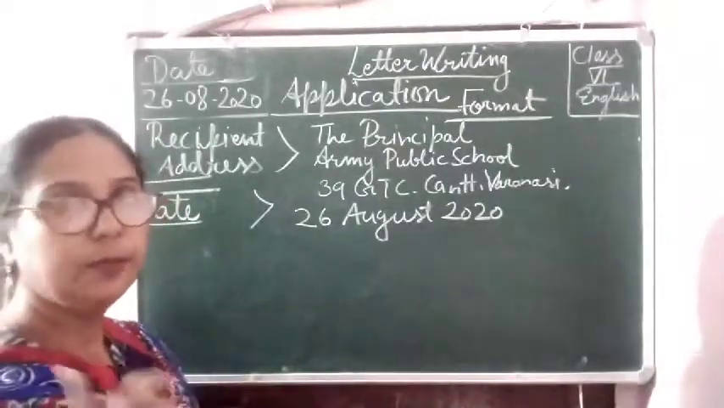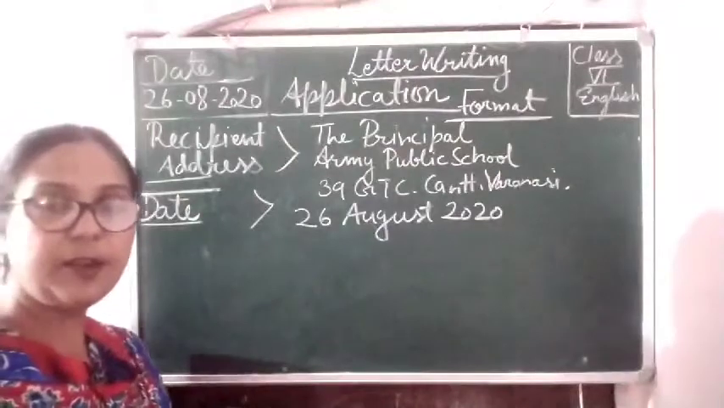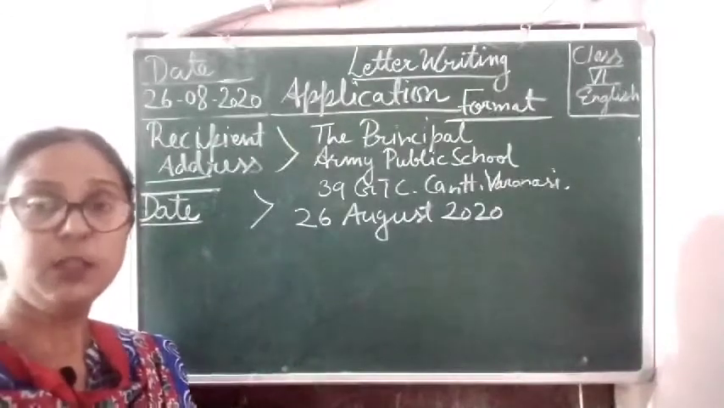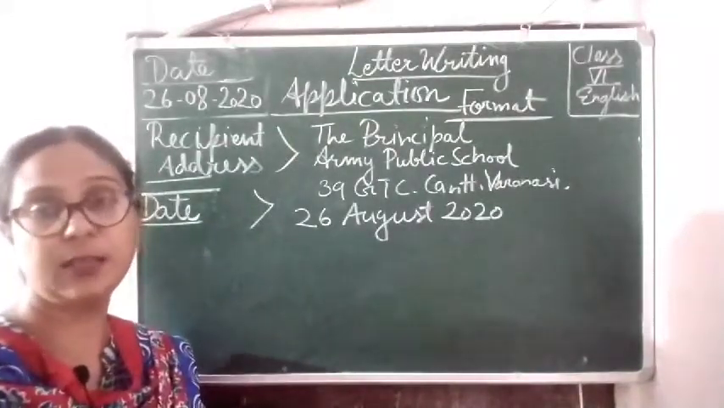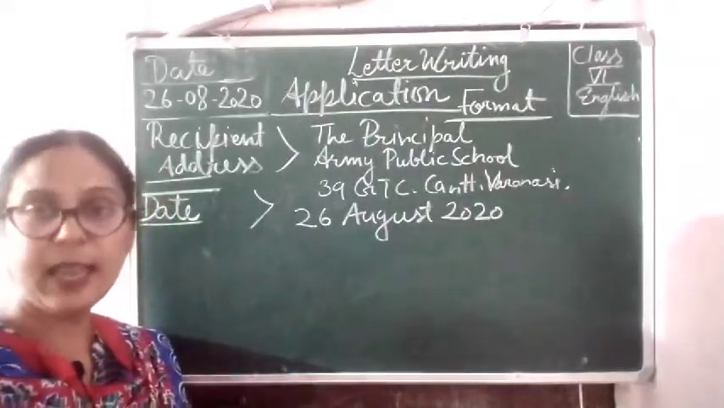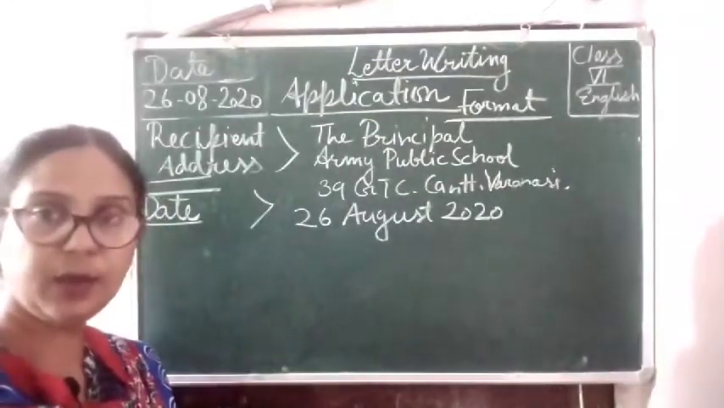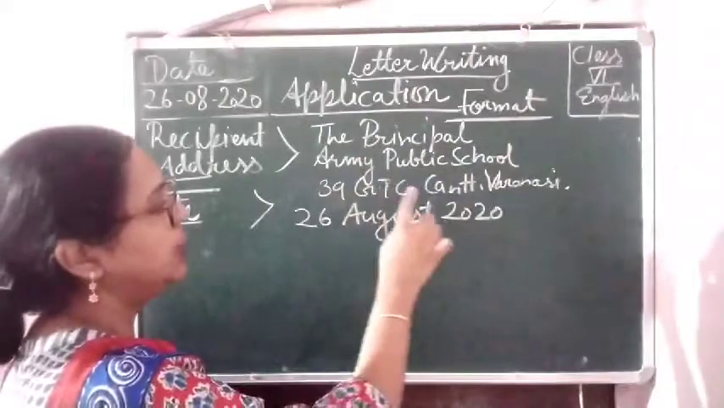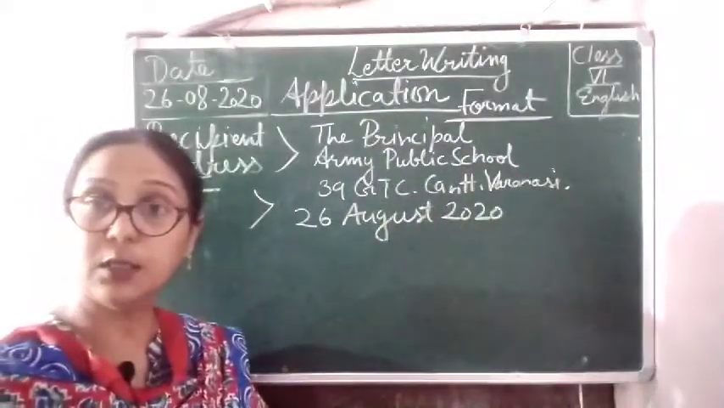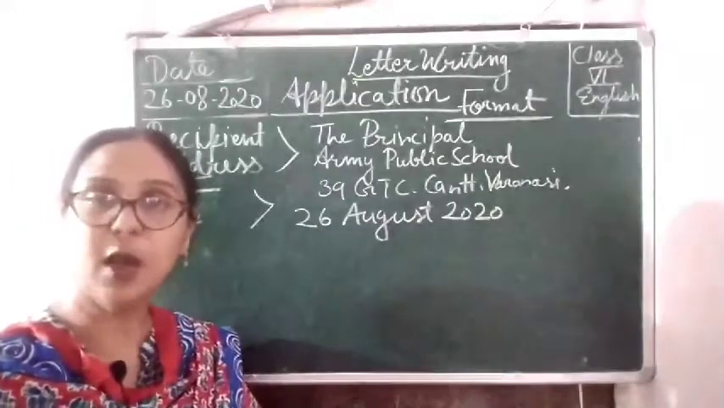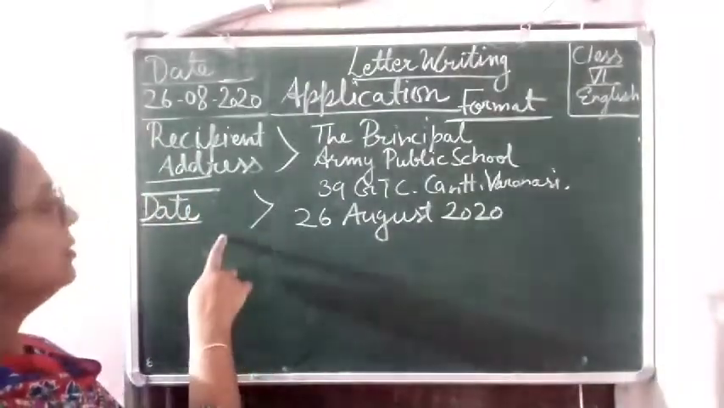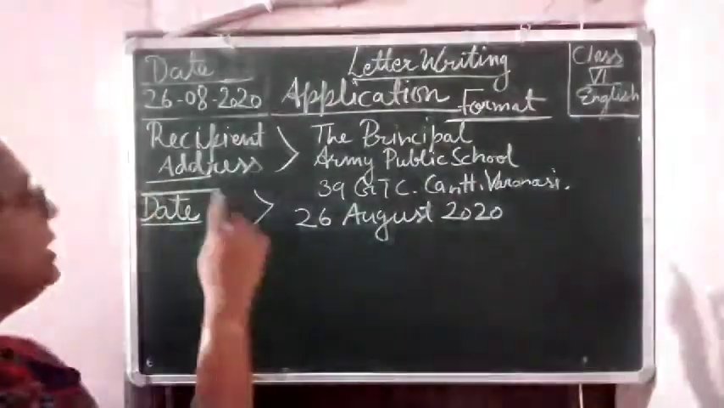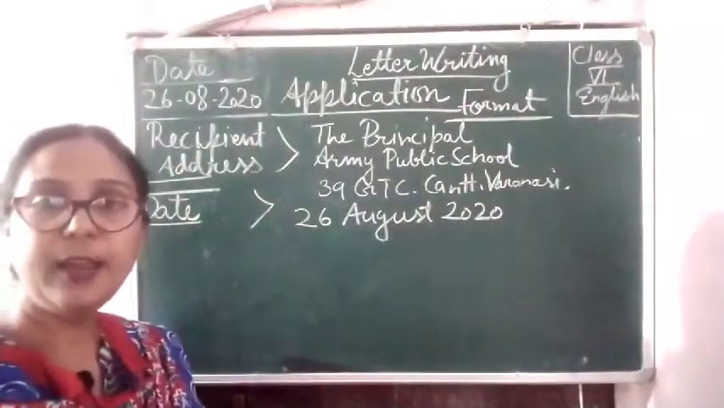Okay. So first we have written the recipient address. In the recipient address, you write to whom you are writing the application. Suppose you are writing this application to your principal, you have to write, as I have given one example: The Principal, Army Public School, 39 GTC, Cantt, Varanasi. So this is the address and the person's name. Now we are coming to the next point, that is the date. The date should be mentioned in a very proper way, leaving one line. After that you will write the date.